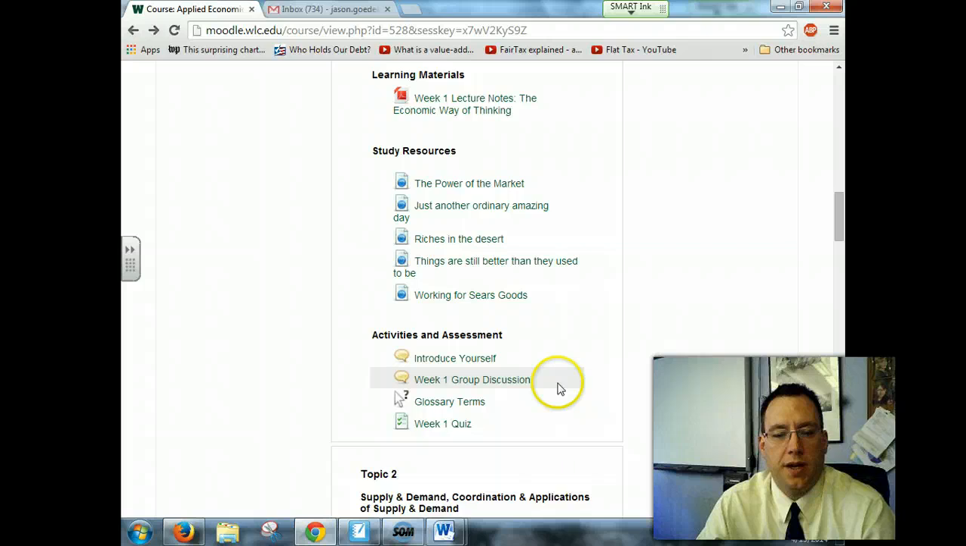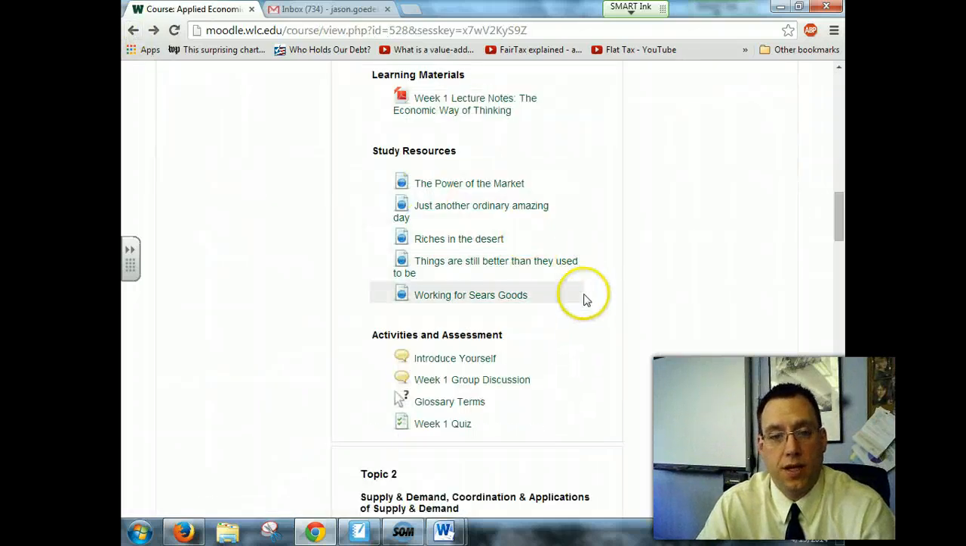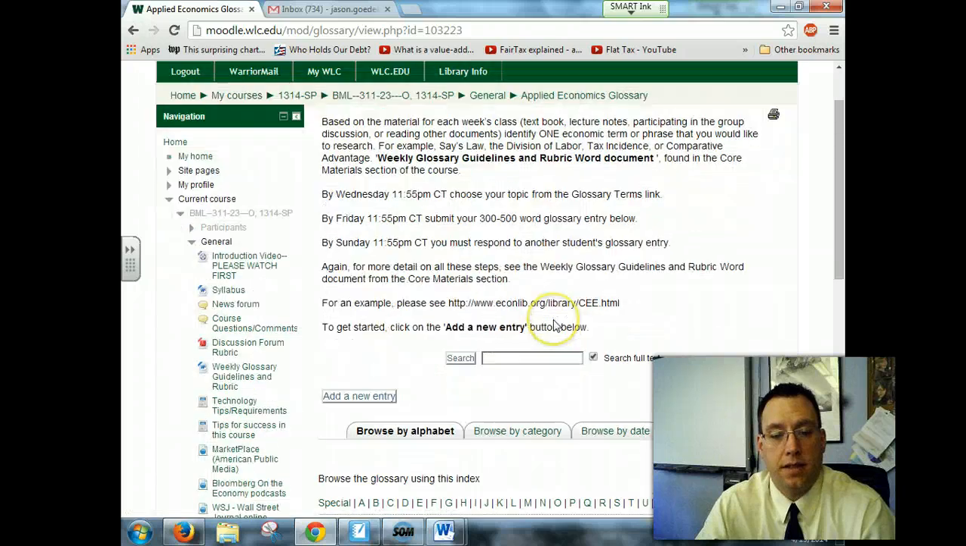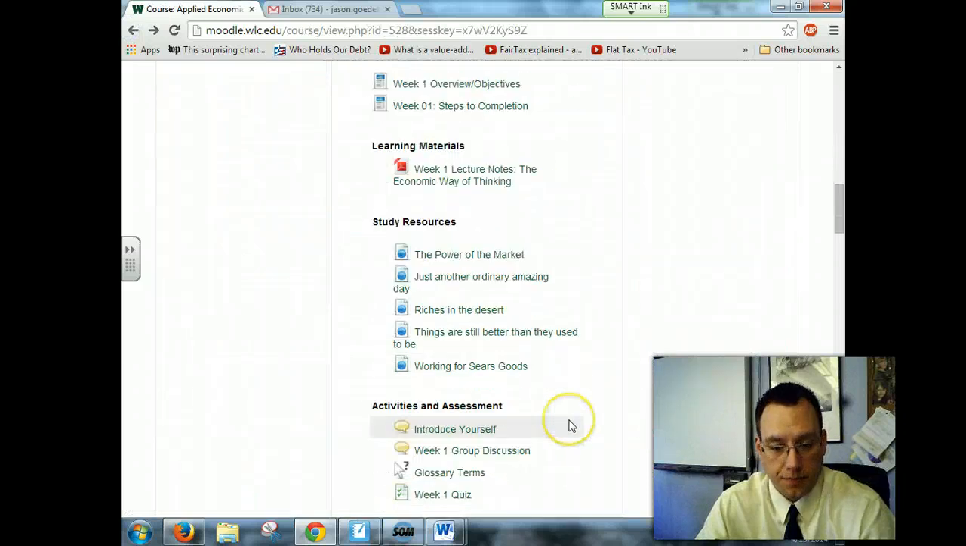The activities for the week are listed in our group discussion each week. The glossary term. When you click on the glossary term, that will be where you will go and choose which term you're going to discuss this week. Again, that needs to be done by Wednesday of each week. You would then go back up to the Applied Economics glossary here and choose the post that you're going to make based on the topic you've chosen.